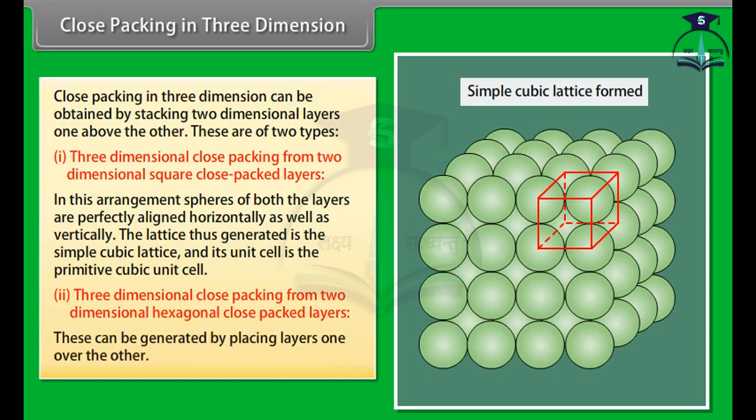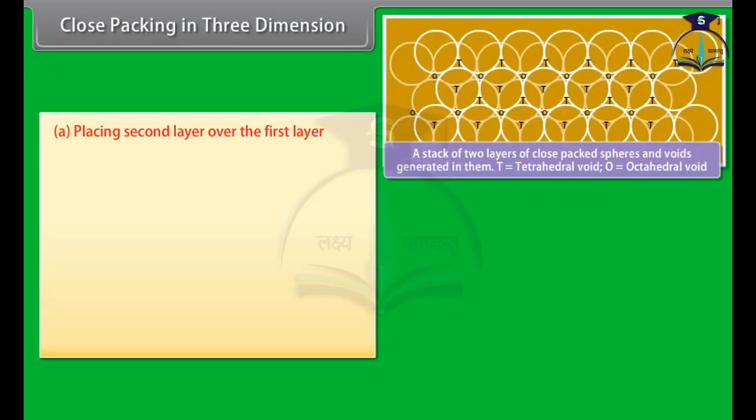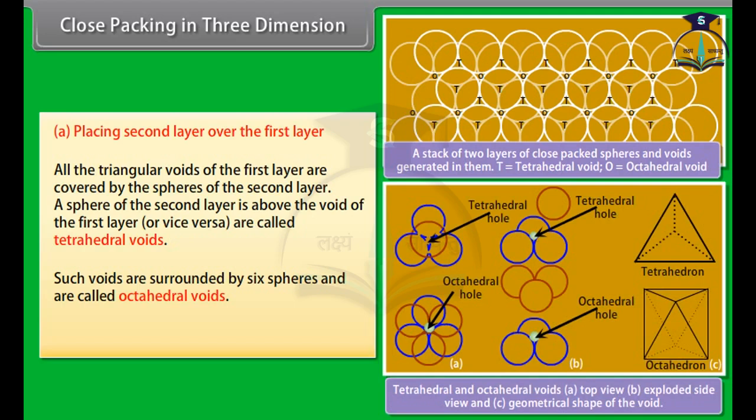Three-dimensional close packing from the two-dimensional hexagonal close-packed layers. These can be generated by placing layers one over the other. A. Placing second layer over the first layer. All the triangular voids of the first layer are covered by the spheres of the second layer. A sphere of the second layer above a void of the first layer forms tetrahedral voids. Other voids are surrounded by 6 spheres and are called octahedral voids.